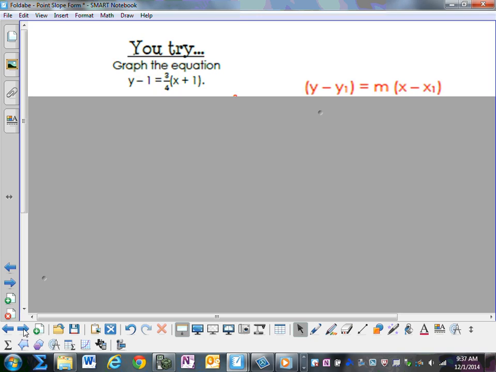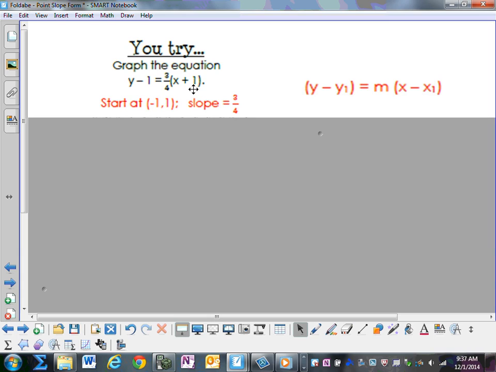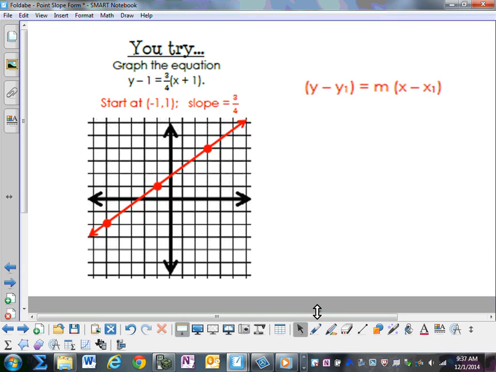Graph the equation y minus 1 equals 3/4 times the quantity x plus 1. So we're going to start at the point (-1, 1) and apply the slope 3/4. So we're starting at the point (-1, 1), and we're rising 3, run 4, falling 3, run to the left 4.